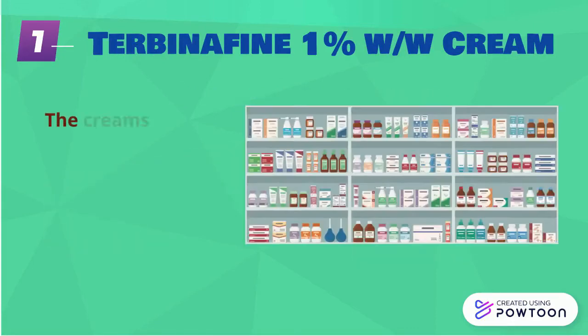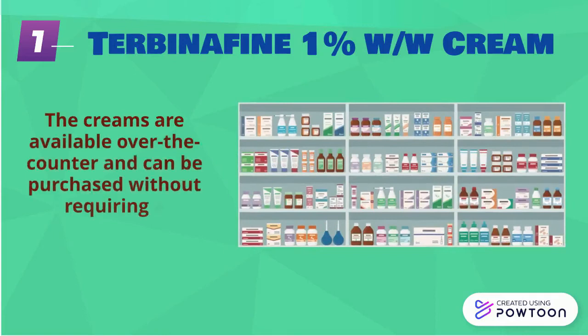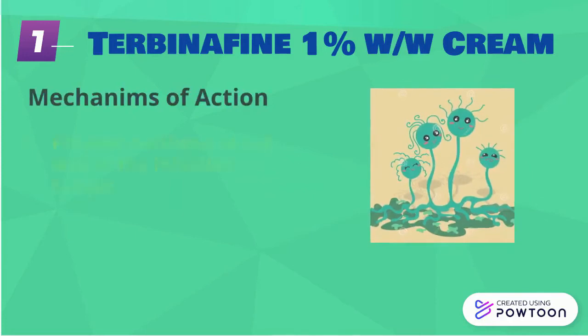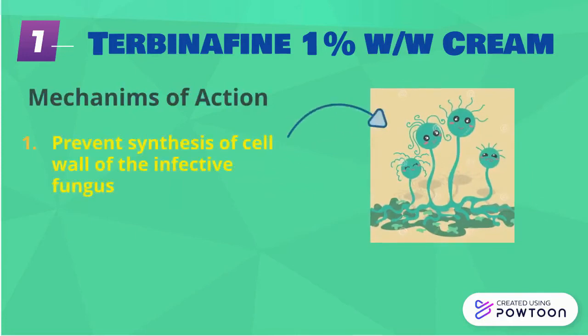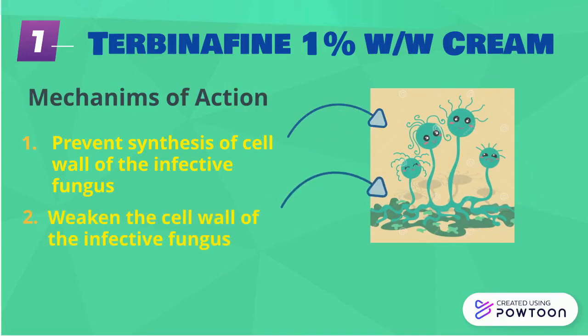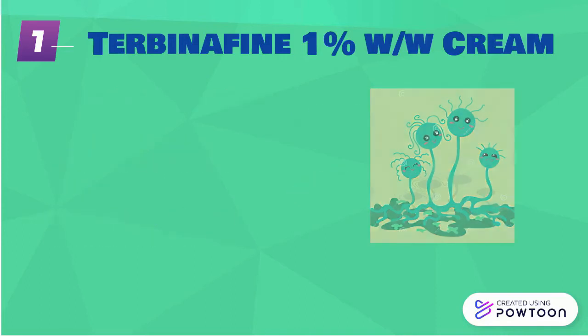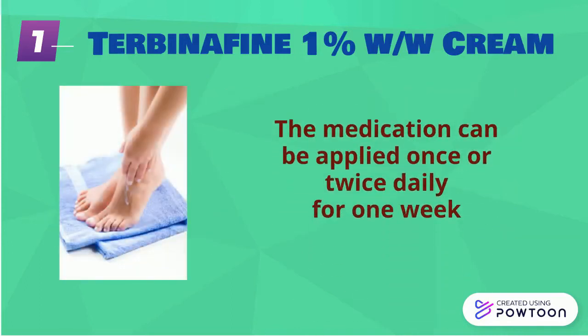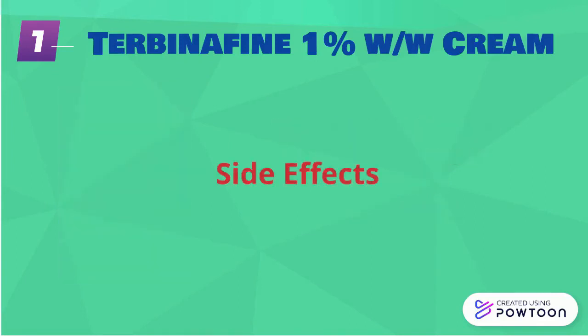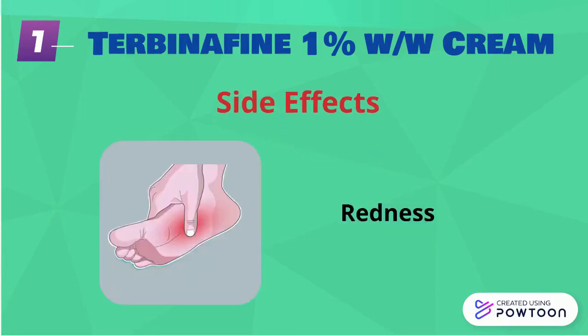It is a cream that is available over the counter and can be purchased without requiring a prescription. The drug acts by preventing the synthesis of the cell wall and weakens the cell wall of the infective fungus. The medication can be applied once or 2 times a day for 1 week. Some of the side effects associated with this drug are local irritation, such as redness, itching, and stinging.